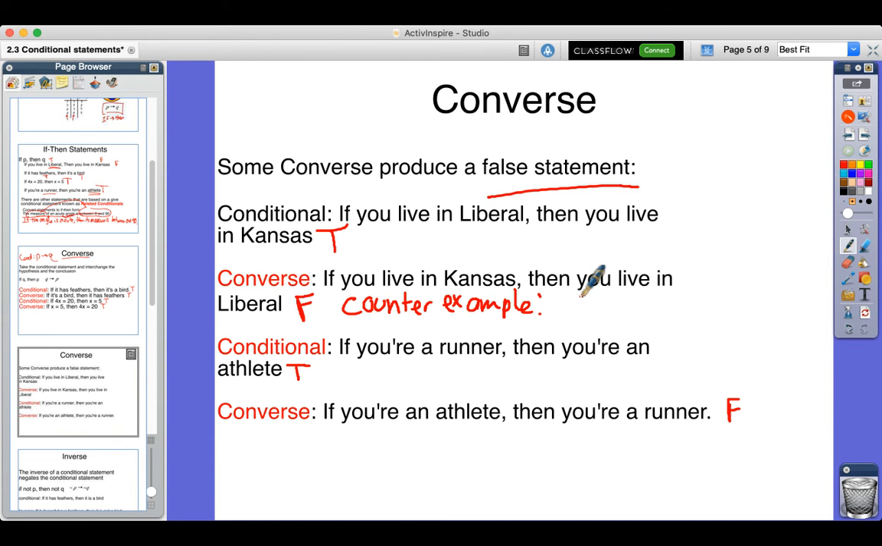My counterexample is I live in Garden City, we'll say. I don't. Garden City is kind of gross. All right.